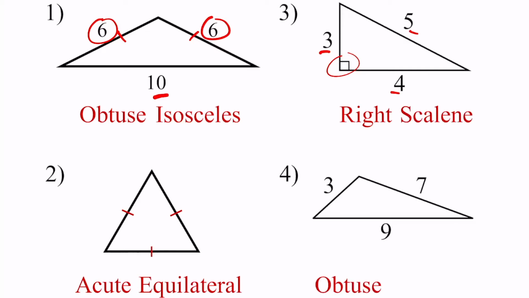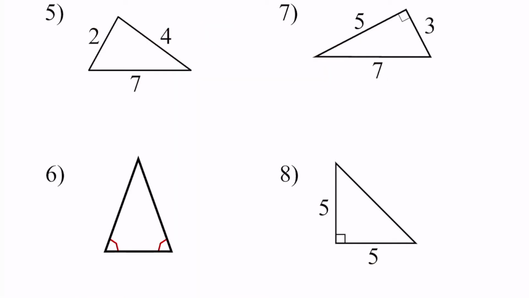And this last one here, that would look like an obtuse angle. It definitely looks beyond 90 degrees, and 3, 7, and 9 are all different sides, so that would also be scalene. All right, let's try more. So I'm going to give you time to answer this.